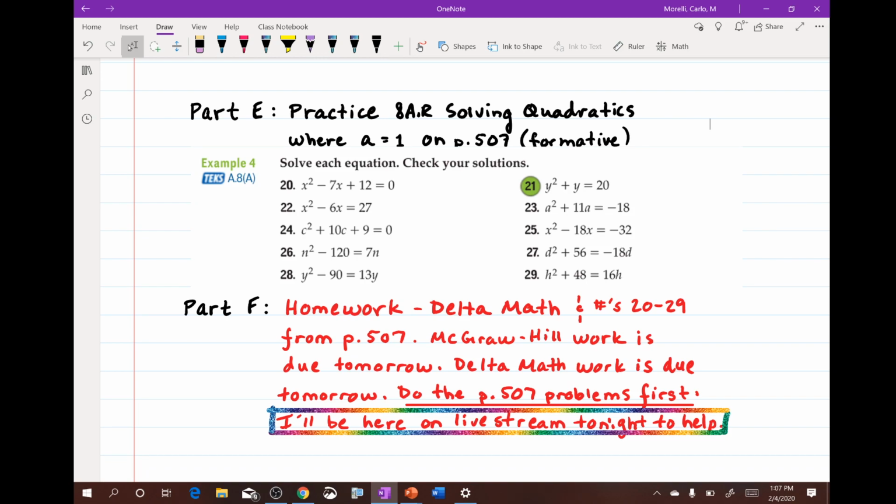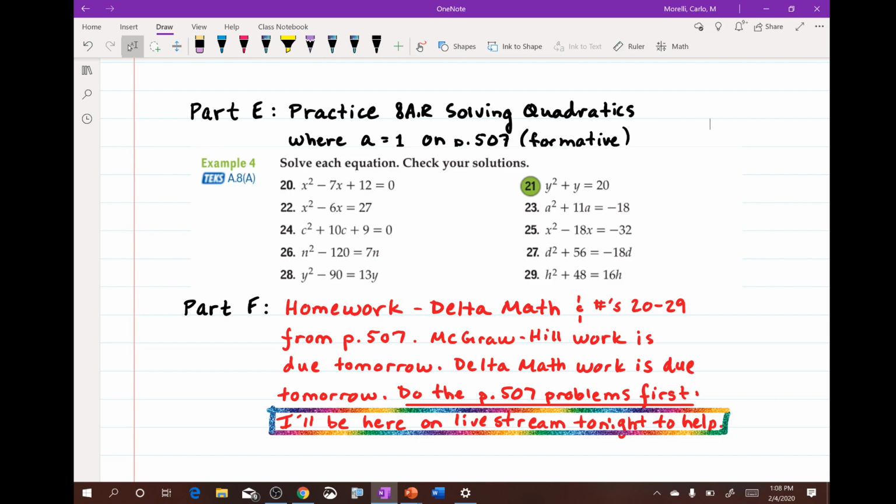Okay, so notice how this equals negative 32. Add 2 to both sides so that this side equals 0. It needs to equal 0 before you solve. So it'll be x squared minus 18x plus 32 equals 0. Over here, it's going to say d squared plus 18d plus 56 equals 0. H squared minus 16h plus 48 equals 0. Y squared plus y minus 20 equals 0. Okay, this is already set equal to 0. X squared minus 6x minus 27 equals 0.